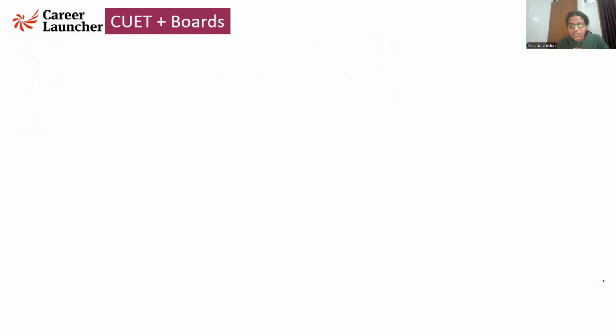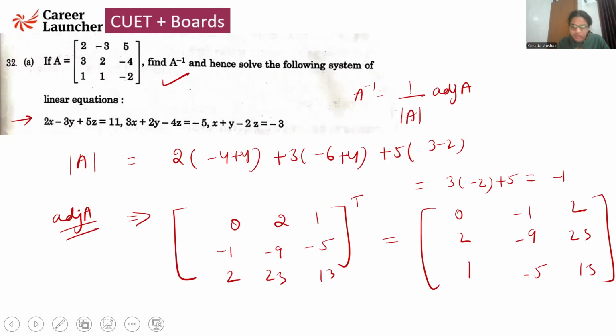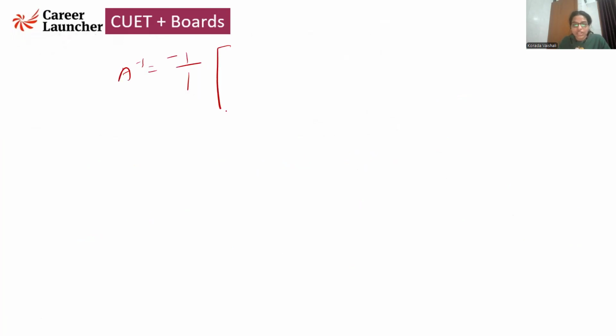Now let us substitute it. A inverse is 1 by minus 1 because my determinant is minus 1. And let us substitute the matrix that we have got as the adjoint.